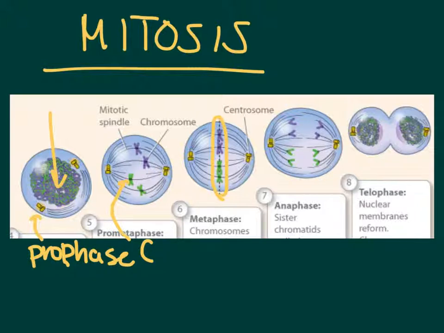Anaphase is what happens if I were to go and cut those two sister chromatids in half. The sister chromatids are going to migrate to opposite poles. At telophase, two new nuclear envelopes are going to form, and we're going to have two new nuclei.